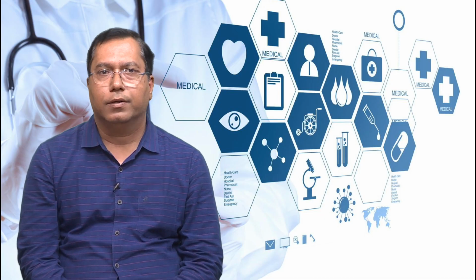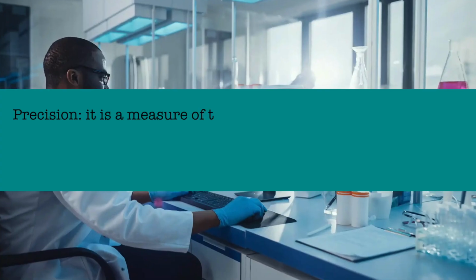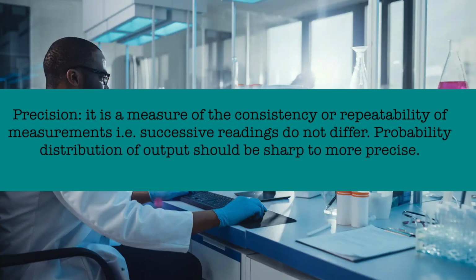Another characteristic is precision, which is very important. Accuracy and precision are sometimes used interchangeably. Precision is a measure of the consistency or repeatability of the measurement, meaning successive readings do not differ. The probability distribution of the output should be sharp to be more precise.